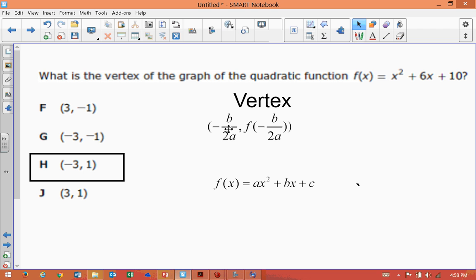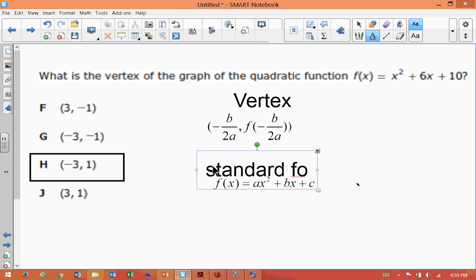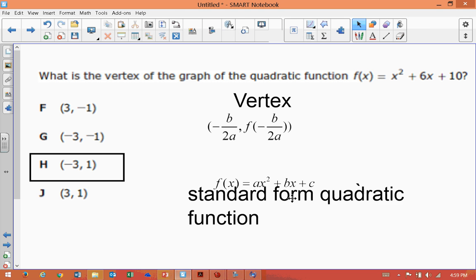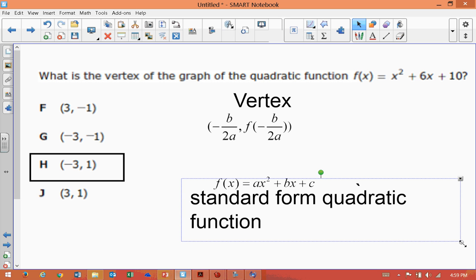We have a standard form for linear functions, and we also have a standard form for quadratic functions. So this is the standard form for a quadratic function. Let's see if I can make this a little smaller here.